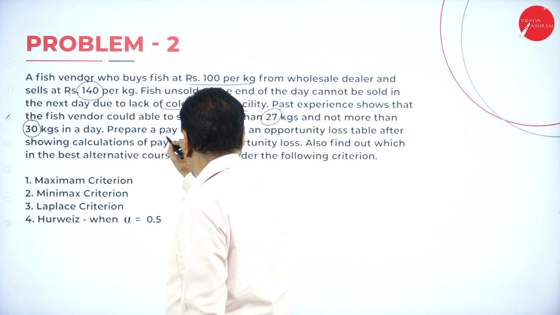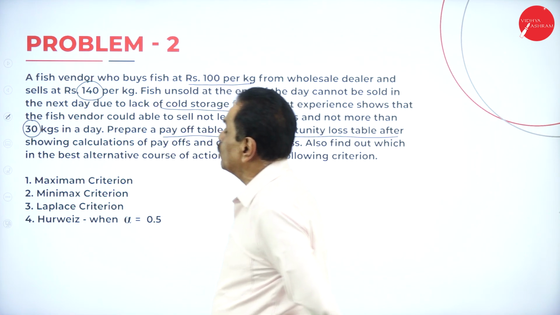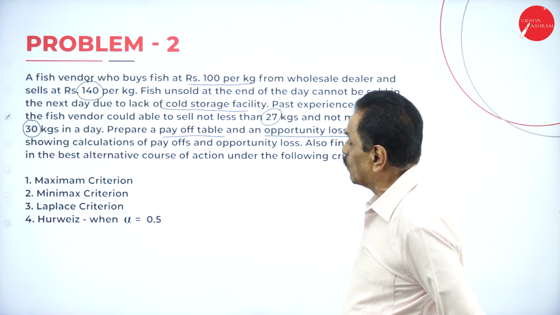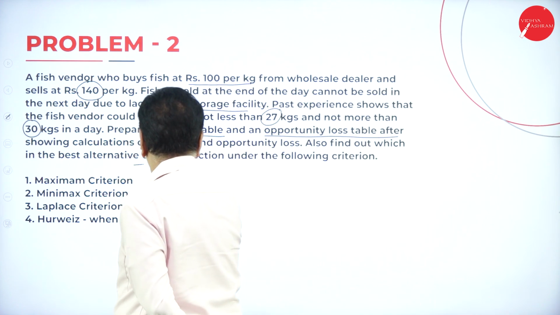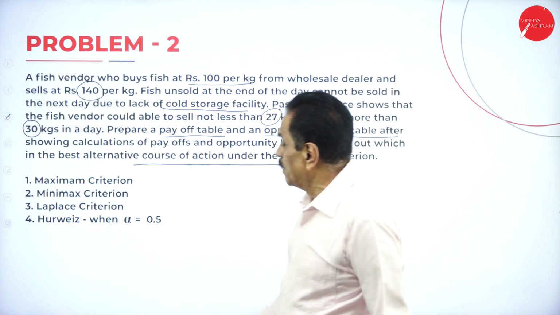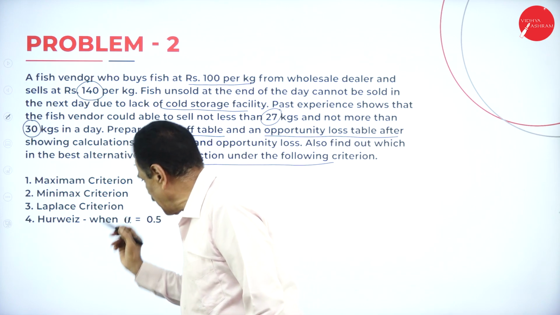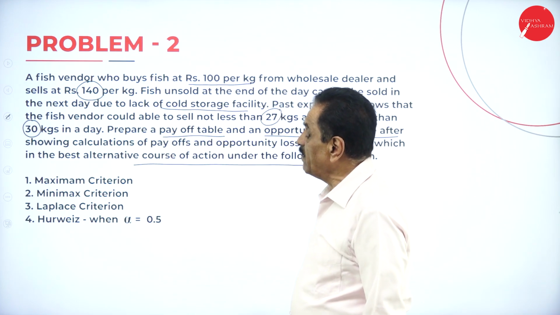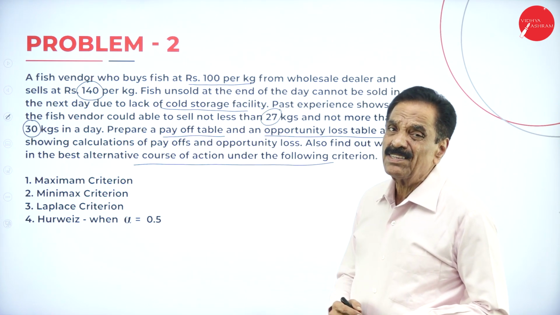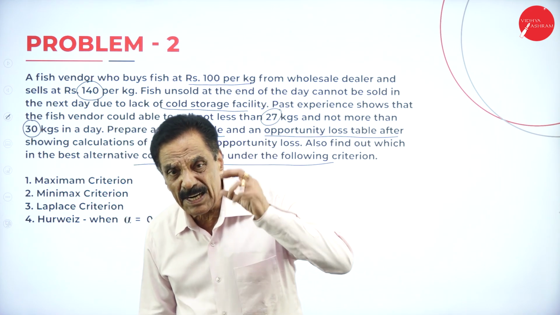Prepare a payoff table and opportunity loss table. After showing the calculation of payoff and opportunity loss, also find out the best alternative course of action under the following criteria: maximax, minimax, Laplace, and fourth, the new one, Hurwicz criteria when alpha is 0.5. In the last session, I already told you many times about the alternatives.